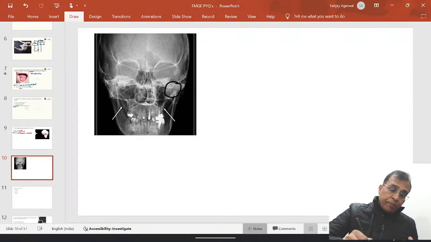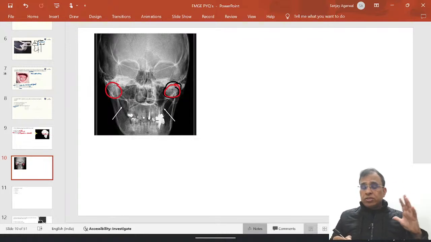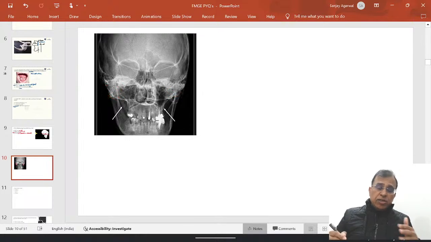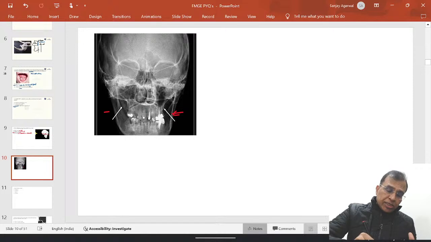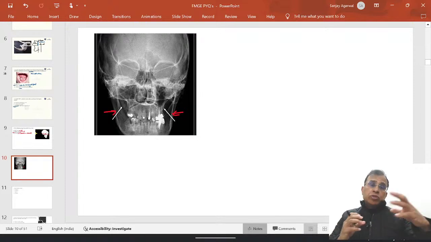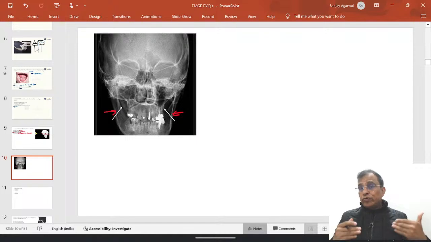And so you can compare the two sides because they are done for mastoiditis, and mastoiditis is a unilateral disease usually. One side is affected, one is not affected. So you can compare them easily. Also, additionally, you can see many other things in Townes view, like this arrow, as you can see, is showing the styloid process. So Townes view has an additional advantage. It can show the styloid process, and with the styloid process enlarged, a disease called Eagle's disease can also be diagnosed with Townes view.